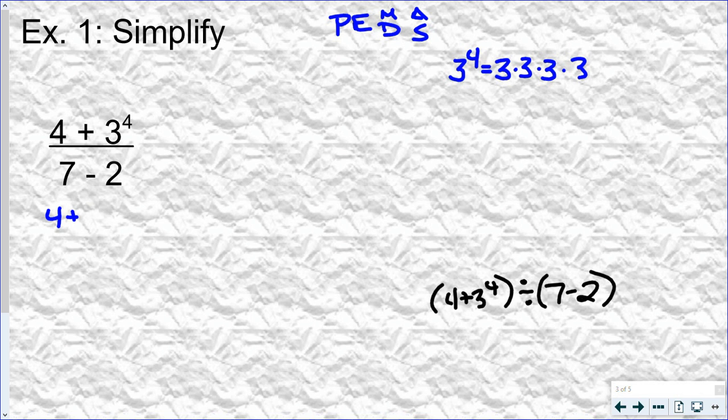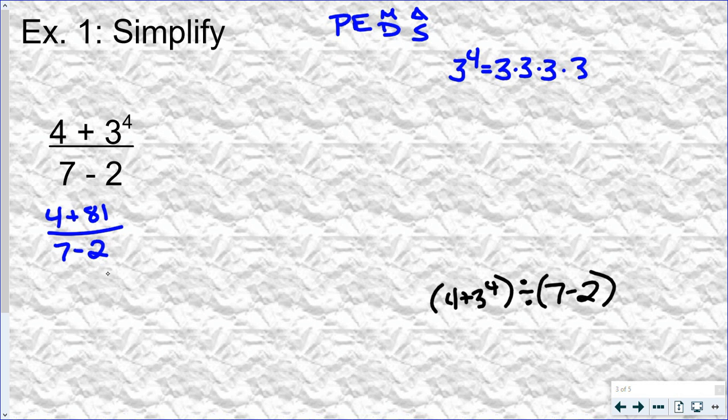So now we have (4 plus 81) over (7 minus 2). All right, so again, start over. Parentheses, nope. Exponents, nope. Multiplication or division, nope. Addition or subtraction? Yeah. So I'm going to do both of these at the same time. Again, I'm just going to simplify the top, simplify the bottom, and then we're going to divide them.